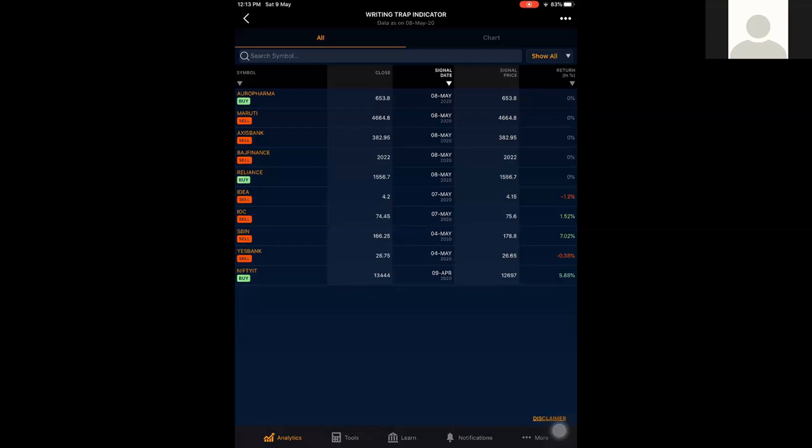The State Bank, the short came at 178.8. It closed yesterday at 166. So we are making 7% return in this trade. IOC, the short came at 75.6, presently at 74.45. So we are making 1.5% gain in that.